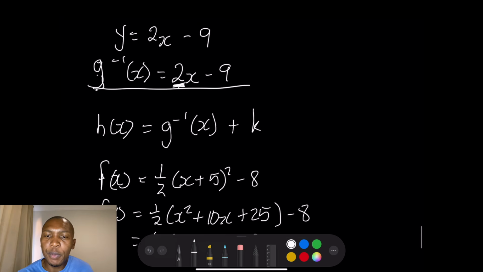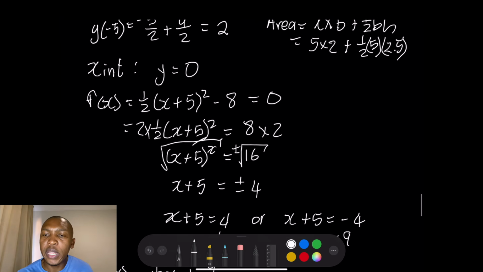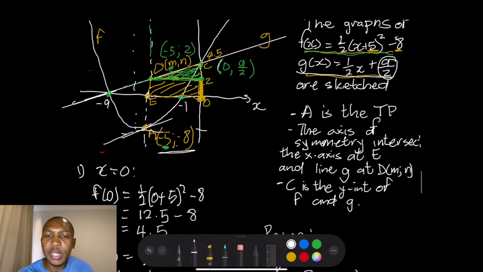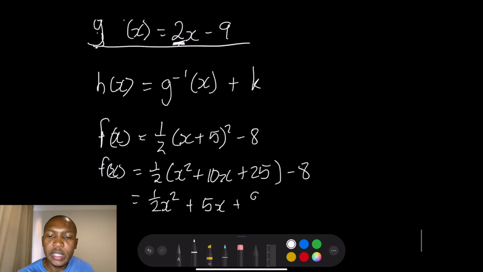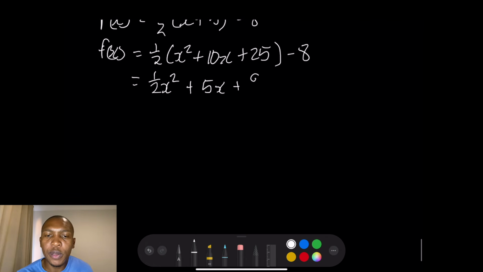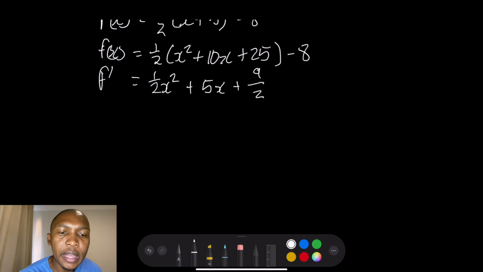If you remember, that was our y-intercept in that case, 9 over 2. It would be plus 9 over 2, because you'd have 25 over 2 minus 8, which gives us 4.5. So this is plus 9 over 2. Now, how would we find the gradient where x is equal to 2?